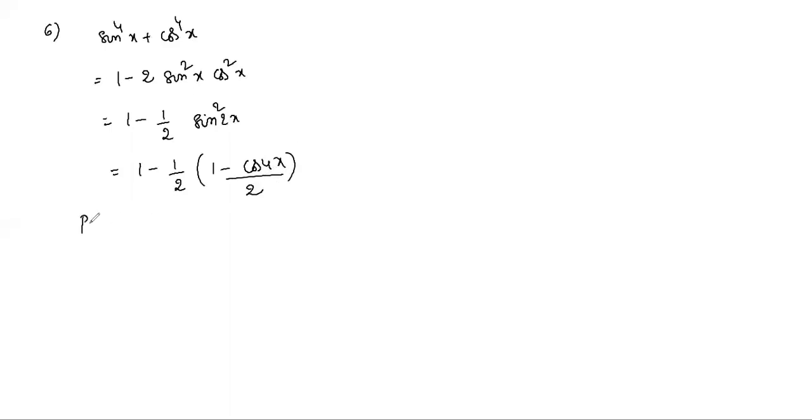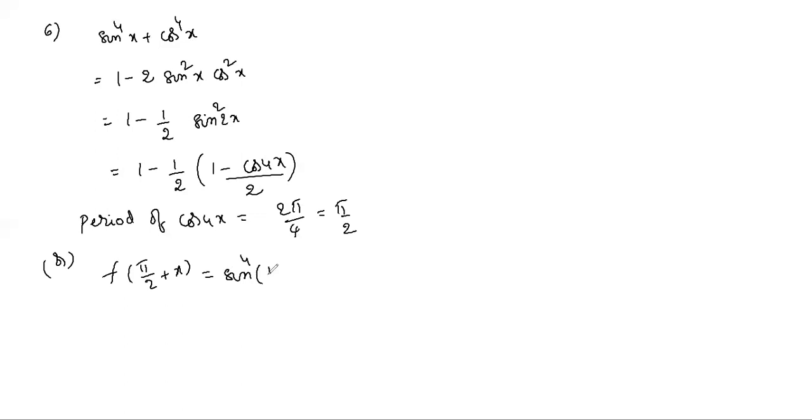So the period of cos 4x is 2 pi by 4, which equals pi by 2. Or you can do this in another method by the definition, with pi by 2 plus x. You have to verify the least value. So f of pi by 2 plus x is sin power 4 of pi by 2 plus x plus cos power 4 of pi by 2 plus x.